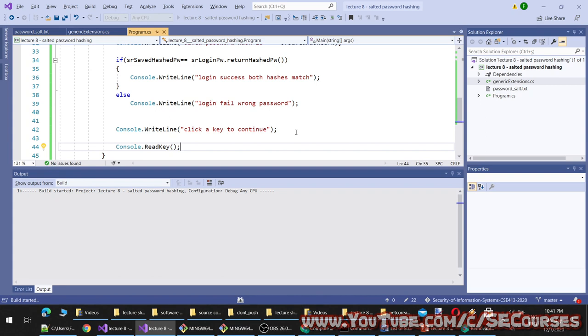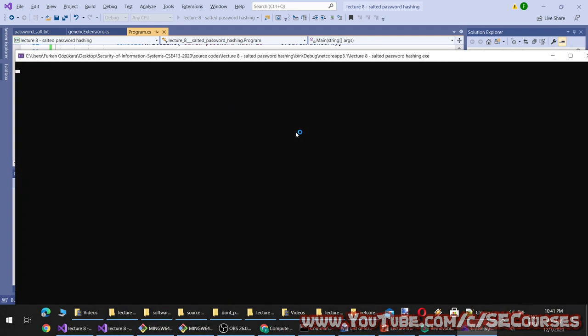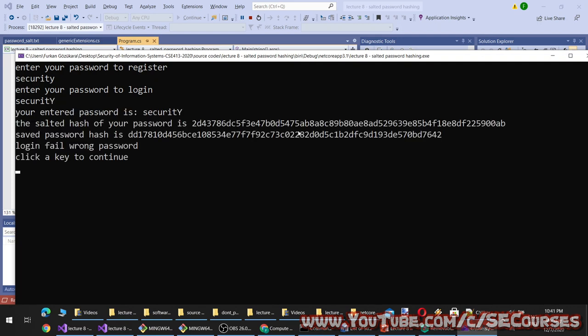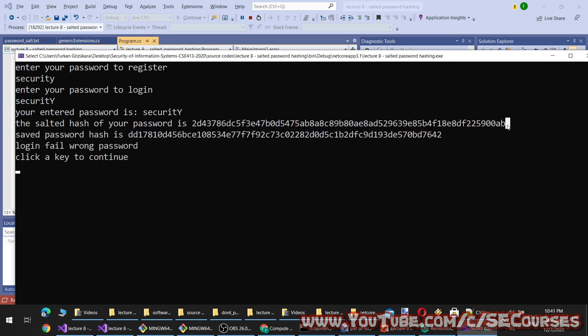Okay. So let's save our password as security. Okay, so I'm typing my password as security. Then it is asking me for my password to login. I will type security, but the I at the end will be bigger. So you see your entered password is security, the salted hash of your password is this one. However, the saved password is this one. You see how much it is different?